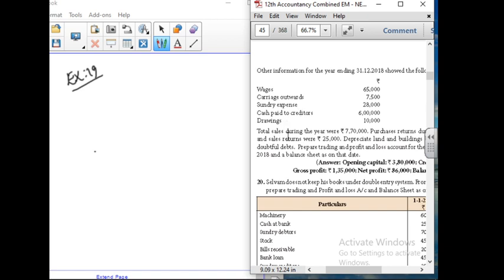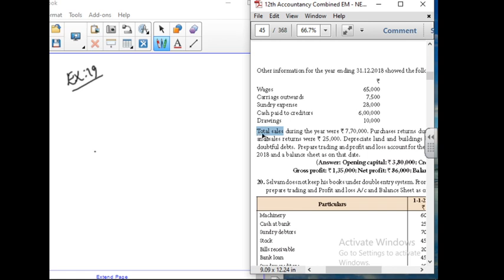But the information here, it is total sales they have given. Just look into total sales during the year is 7,70,000. So total sales refers to cash sales plus credit sales. So we got the information. So credit sales is available in this. So it is not required to find out the total debtors account. Once again, listen: since total sales is given, credit sales is included in it. So we need not find out the total debtors account.